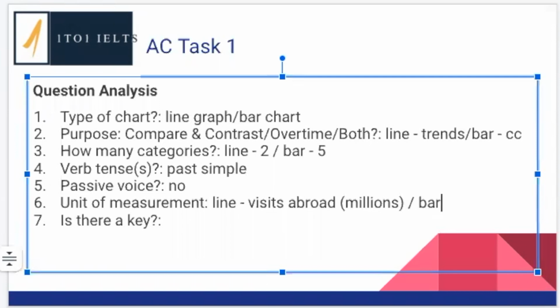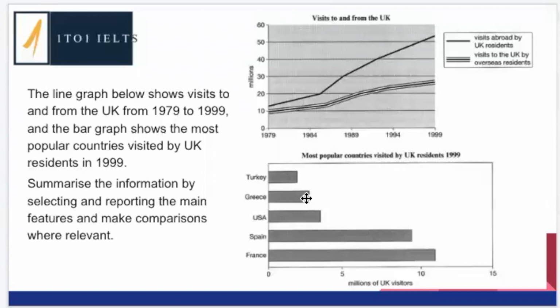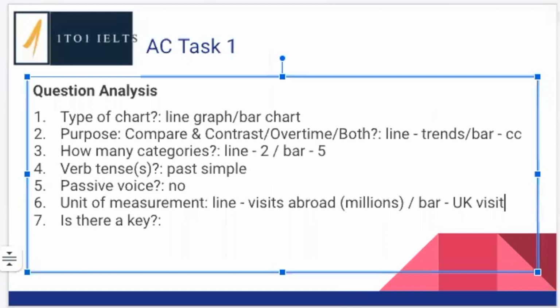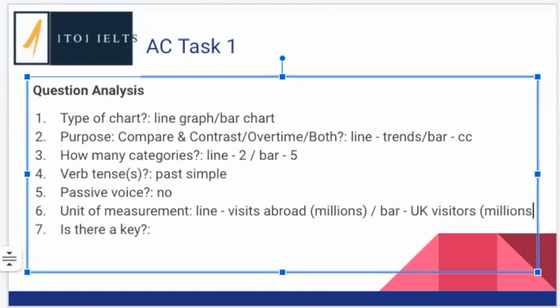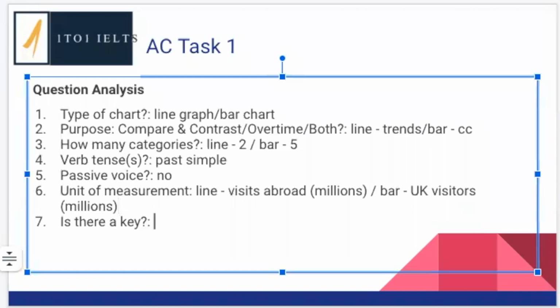Visits abroad, millions. And then the bar. What is our unit of measurement? Here again, we've got millions. It's not visits this time. This time it is UK visitors. Visitors that come from the UK. Was there a key? Yep, that was a key.